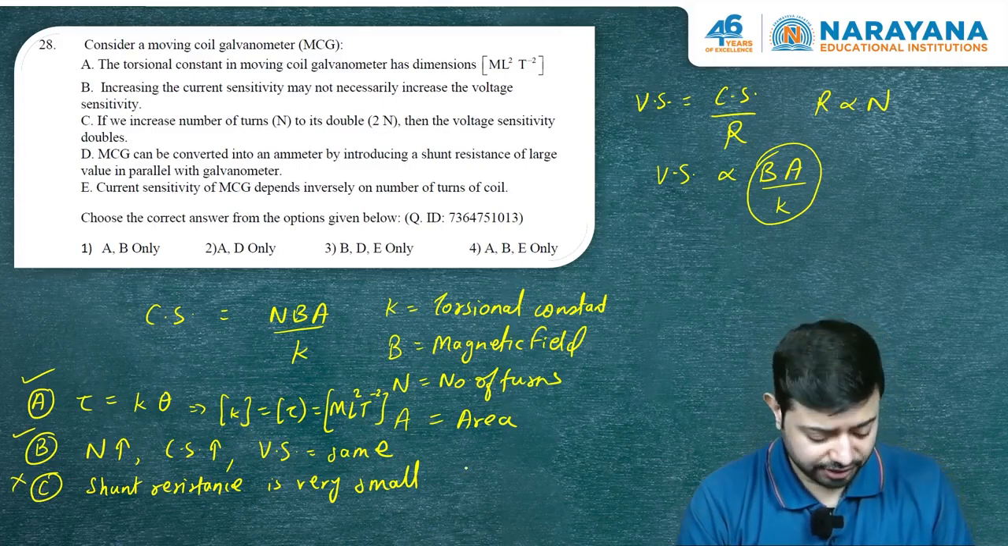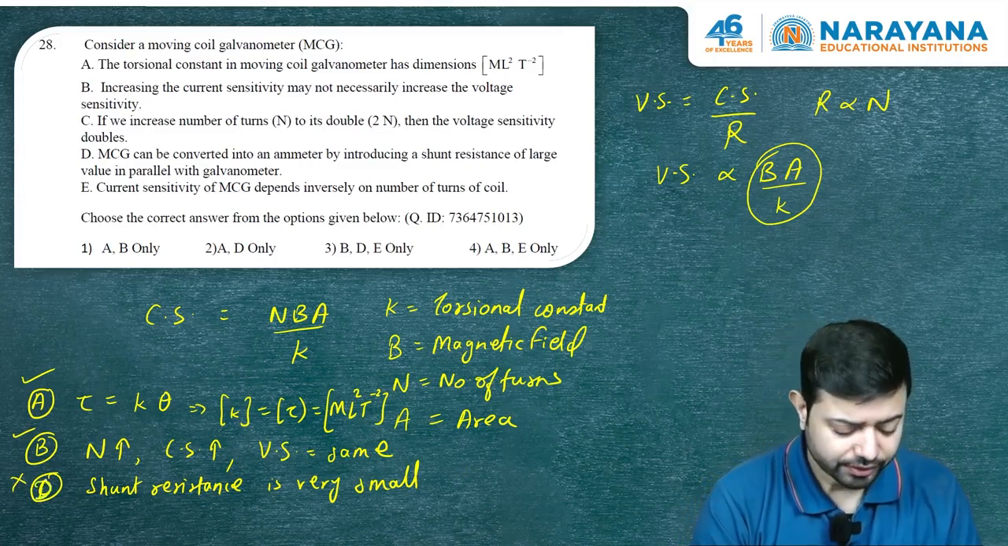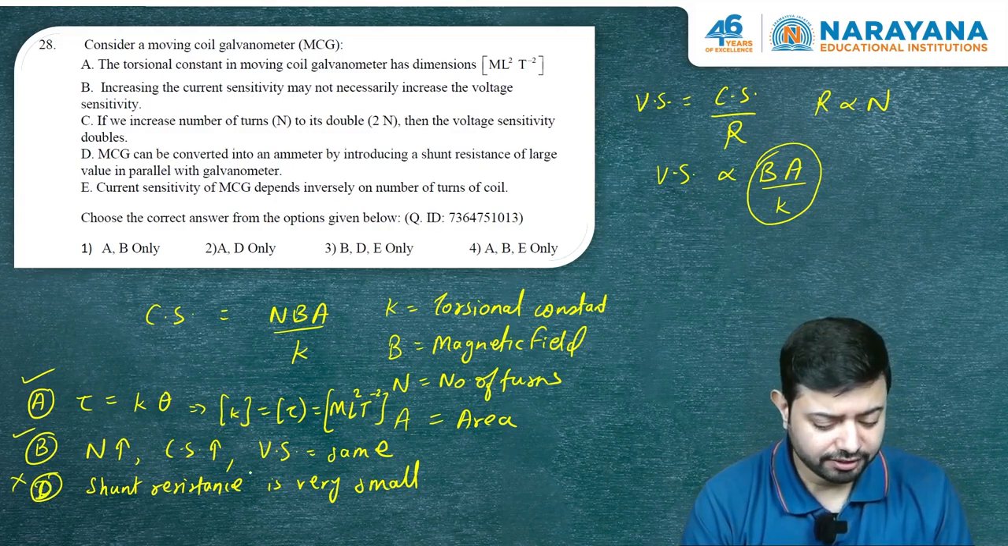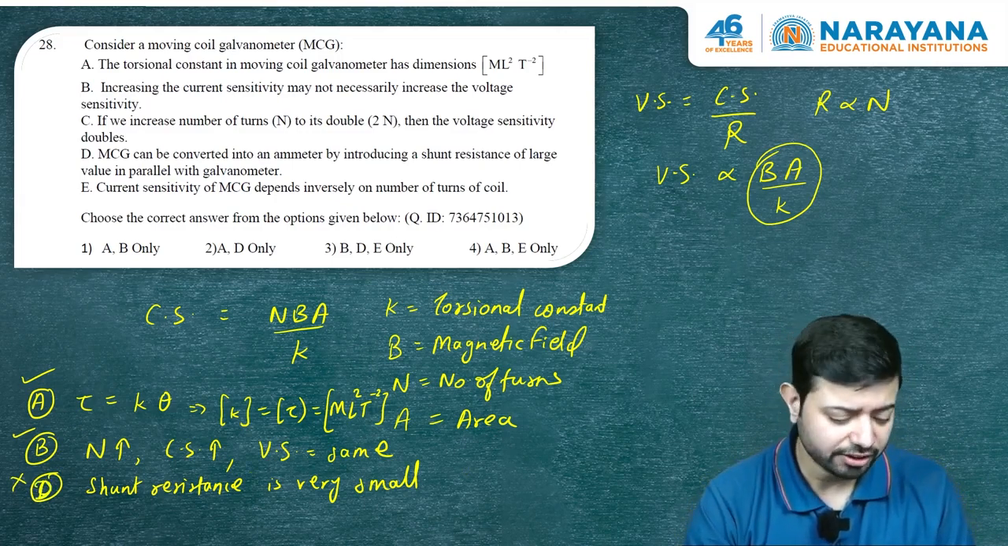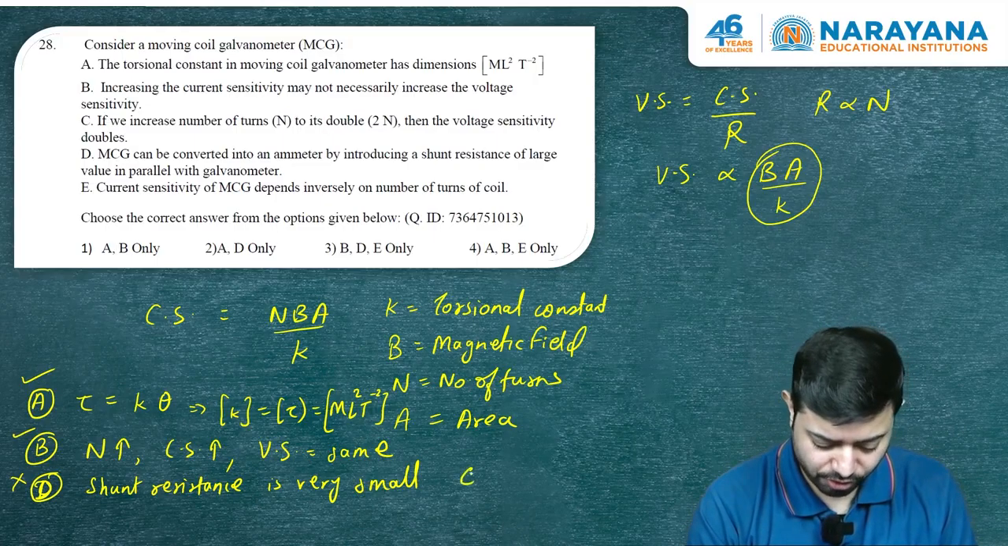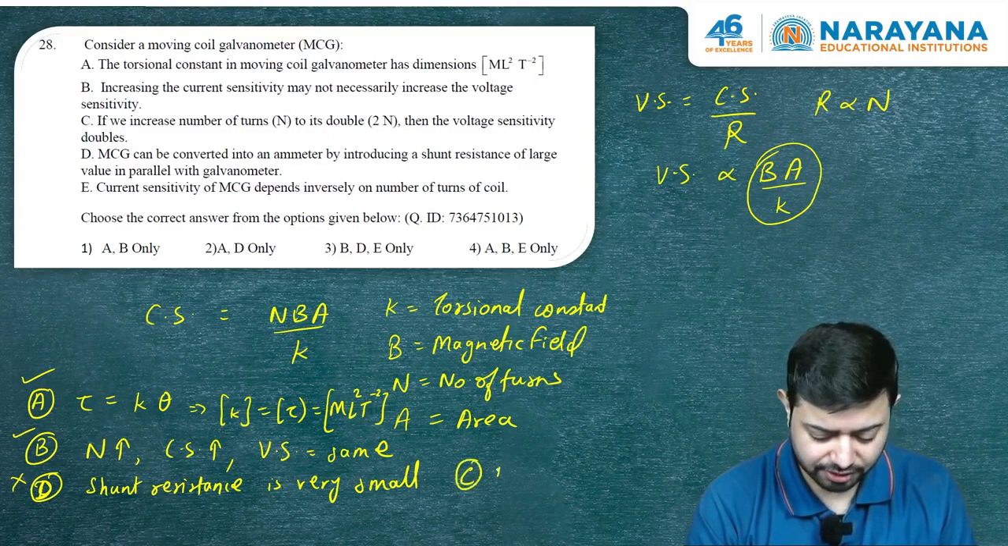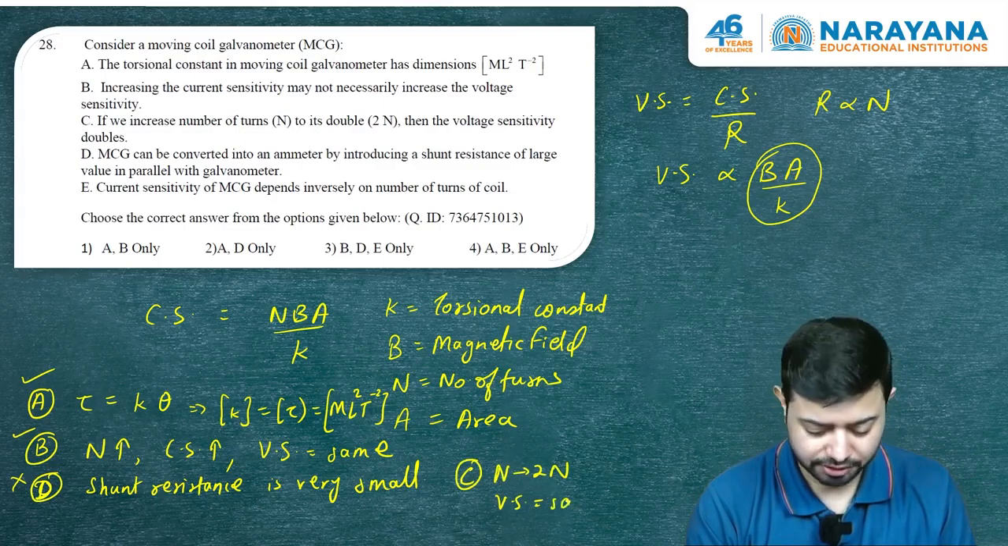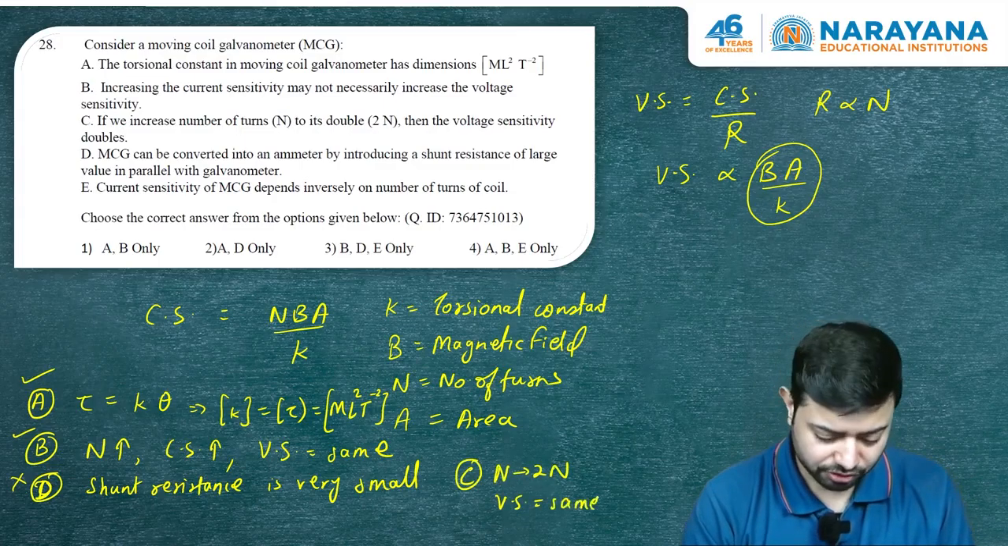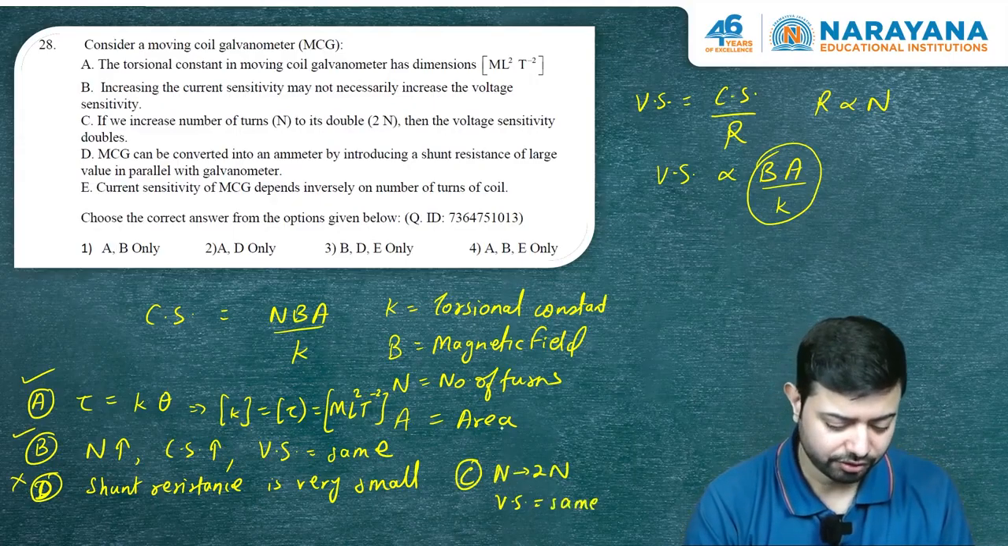sorry, look at the C, this was the D. Okay. Look at the C one. If we increase the number of turns to its double, then voltage sensitivity doubles. So, C is related to B only, right. If I increase the number of turns, it goes to 2n, voltage sensitivity will not change, it is not depending on number of turns. So, this option is also going to be wrong over here.